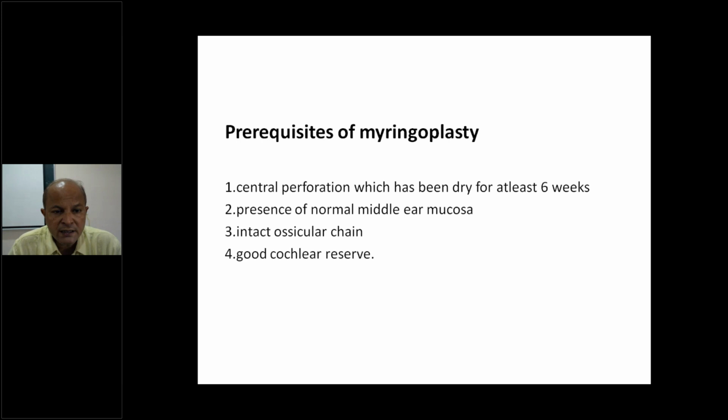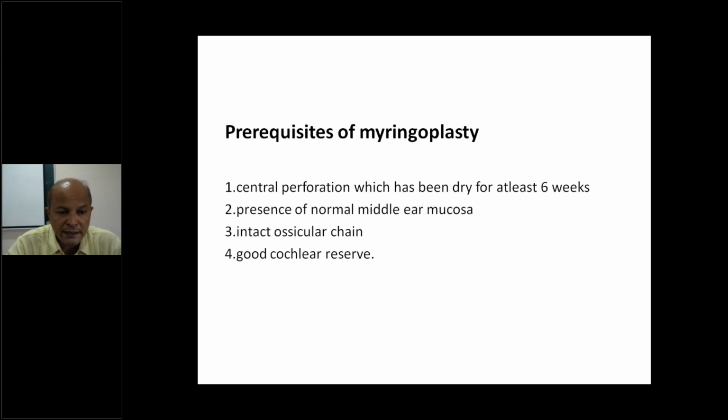So, prerequisites for myringoplasty. It is asked of a lot of students in the practical examination, and it's sad to say most of you are not able to give a correct answer. So the first is a central perforation which has been dry for at least 6 weeks. Then presence of normal middle ear mucosa, intact ossicular chain, and good cochlear reserve. So these are the four requisites for myringoplasty. When these four are present, then you can plan the patient for a myringoplasty.